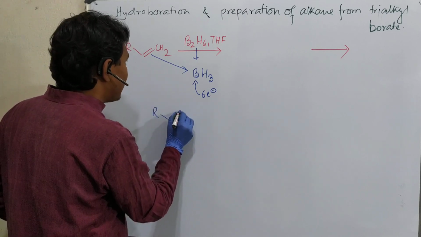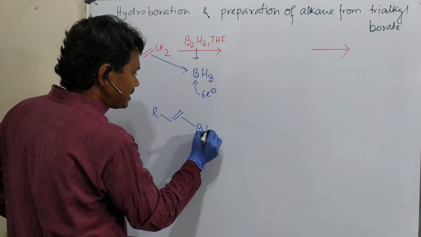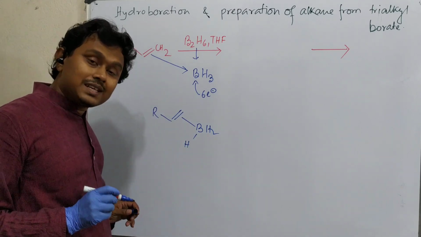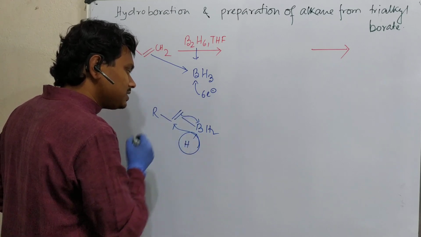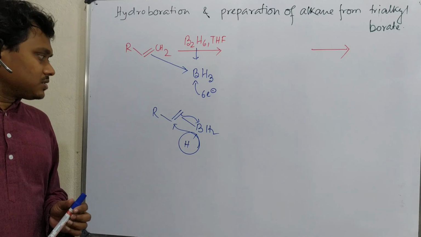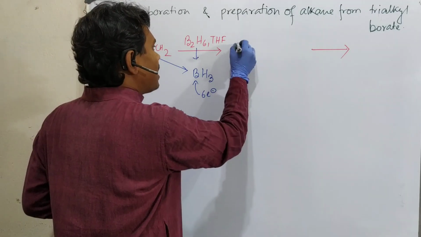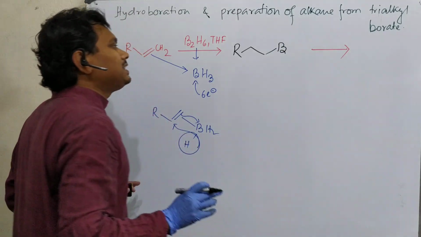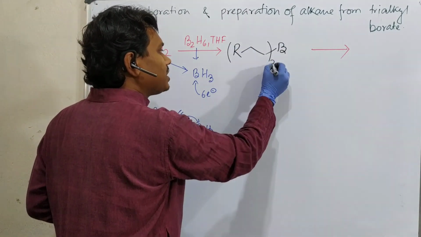It results in R, CH2BH2H. So what happens? We know that boron prefers to occupy the less hindered site. Means this transfers to this side and this comes here. So what is the consequence? The consequence of this reactivity is that it results in the formation of R, this is B, and actually the reaction doesn't stop here, so trialkylation occurs at its ends here.